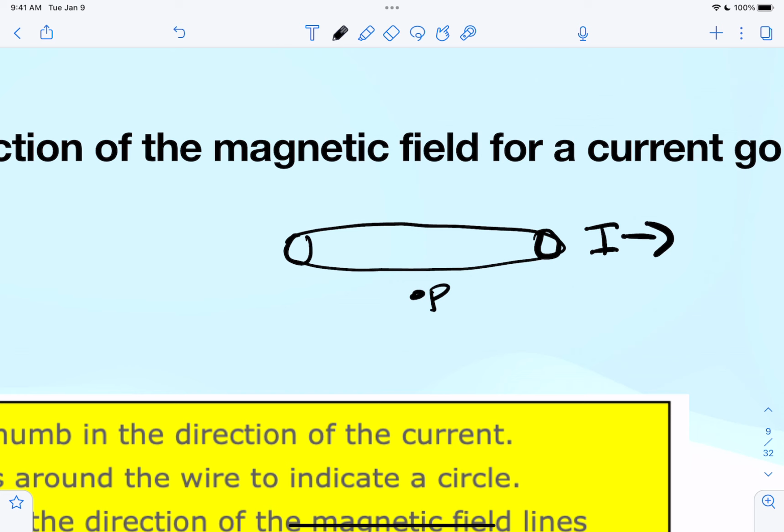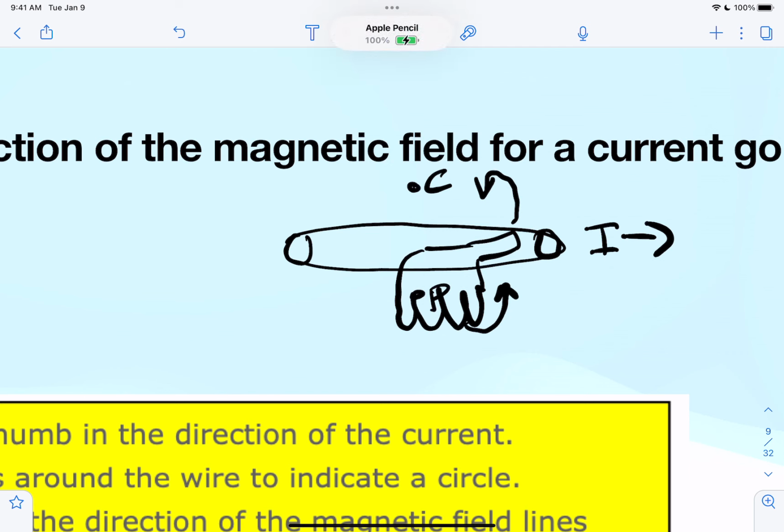Does that make sense for everyone else? Does everyone see that? So it's basically like, here's your thumb, and then your fingers are wrapped around like this, and they curl into the page at the bottom and then curl out of the page at the top. Does that make sense? Let me show it here as well with the camera.